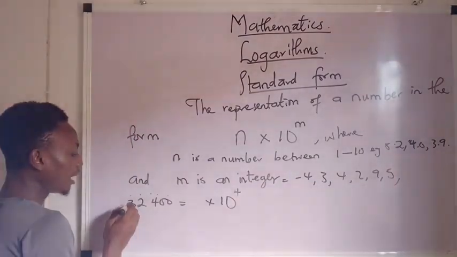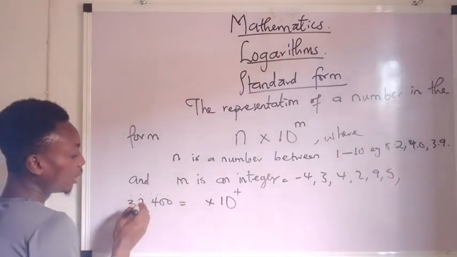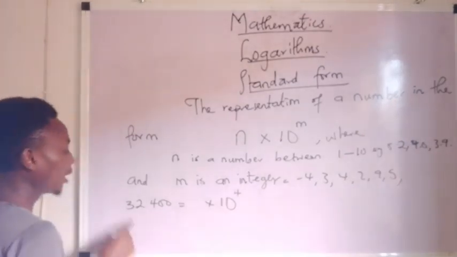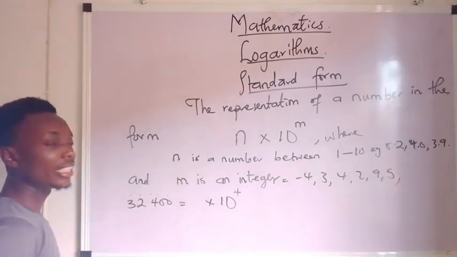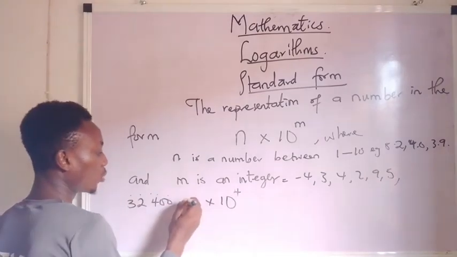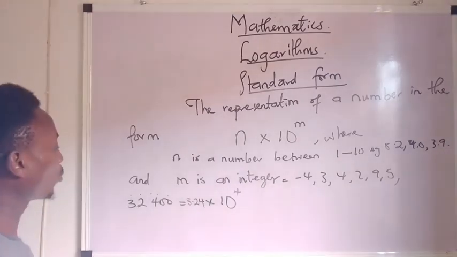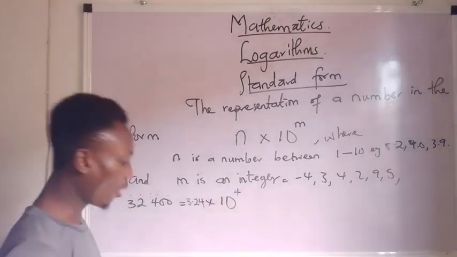Then you take the first digit here. Then you put a decimal point at the back. Then you write the next 2 digits. Are you following me? You take the first digit, put a decimal point after that, and then you write the next 2 digits, which will now give us what? 3.24 times 10 raised to the power 4.